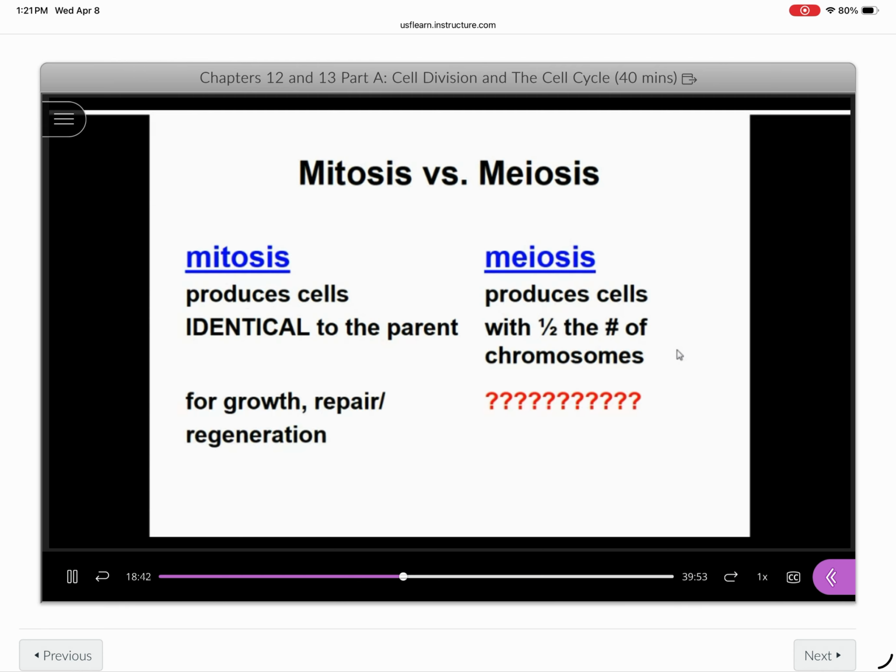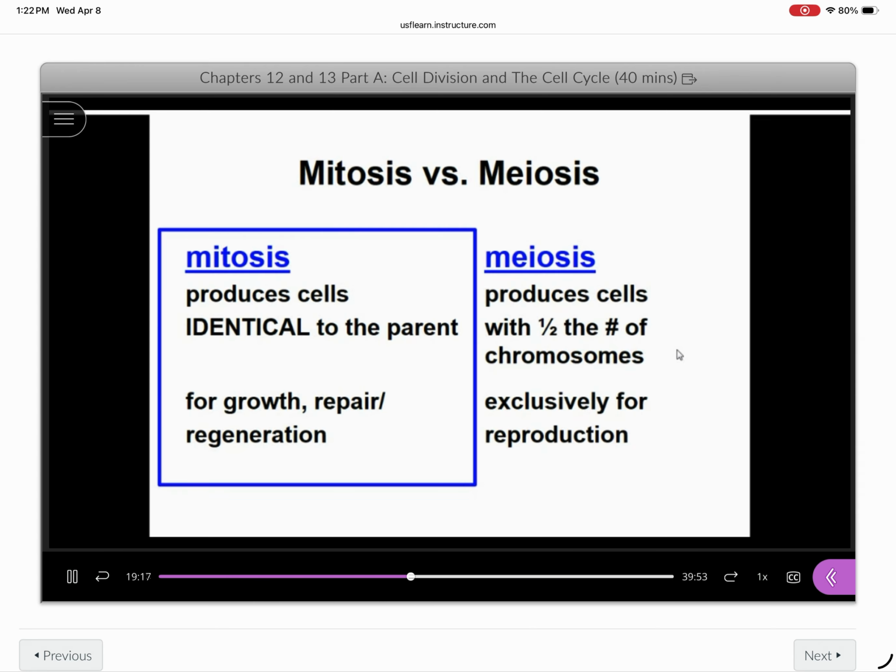We said growth and repair, regeneration were all functions of cell division. In fact, they are accomplished by mitosis. Mitosis is what produces more cells for these purposes. Then what the heck does meiosis do? It's exclusively for reproduction. It's a special cell division for the purpose of reproduction and no other purpose, actually. Again, we'll start with mitosis, and so we'll focus on that first.